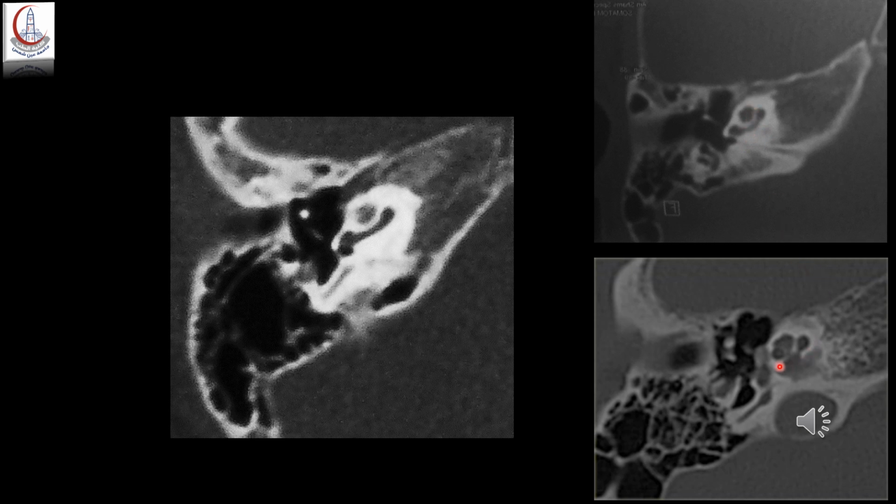Again, in this cut, we see part of the ascending limb of the basal turn, the middle turn, the modiolus, and the apical turn. So to know if a cochlea is normal or abnormal, we have to look at it at different levels until we see all the components of the cochlea, because most of them may not be apparent on a single cut.